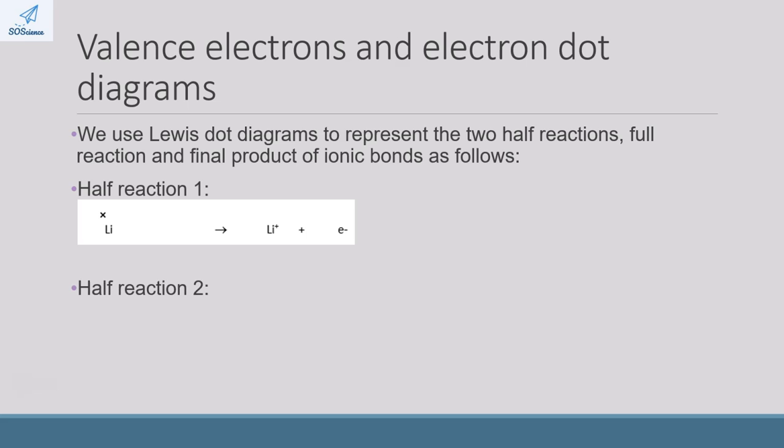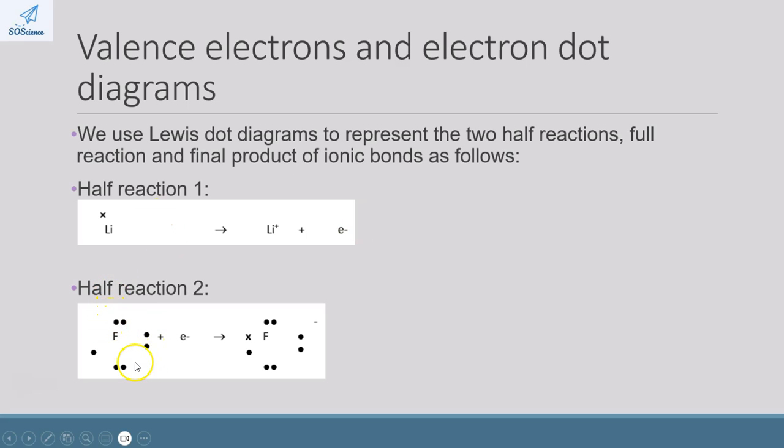Let's look at the second half reaction. In this case, we've got fluorine. Fluorine has got 7 valence electrons, and we can figure that out by looking at the column in which fluorine exists on the periodic table. Now, in this case, the electron goes on the reactant side.